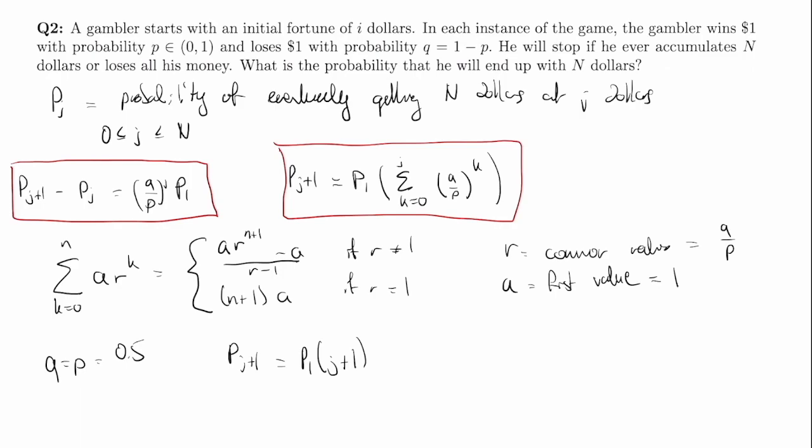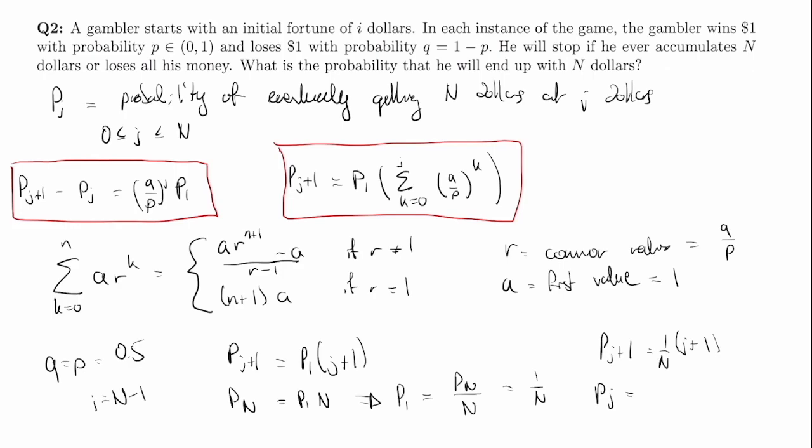And so here, if we plug in n minus 1 for j, so we'll have that j is equal to n minus 1, we'll get that Pn is equal to P1 times n. And so from there, it follows that P1 is equal to Pn over n. And actually, Pn is just 1, since if you're at n dollars, your probability of winning is 1. So this is 1 over n. And so if we plug this value back in for P1 right here, we get that P_{j+1} is equal to 1 over n times (j plus 1). Which means that if we plug j minus 1 in for j, that means that Pj is equal to j over n. And that's our solution if q is equal to p is equal to 0.5.